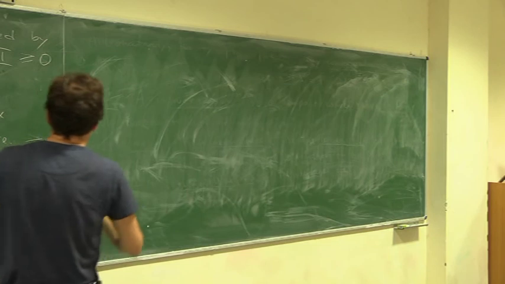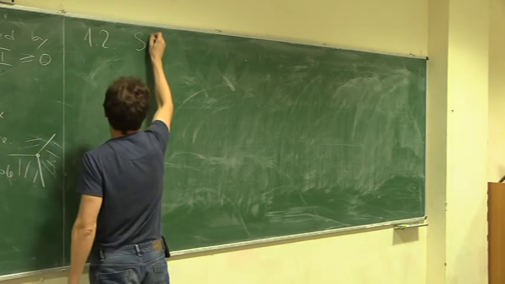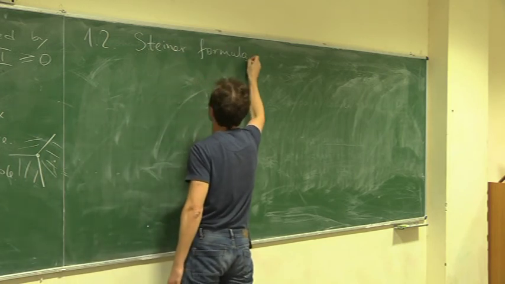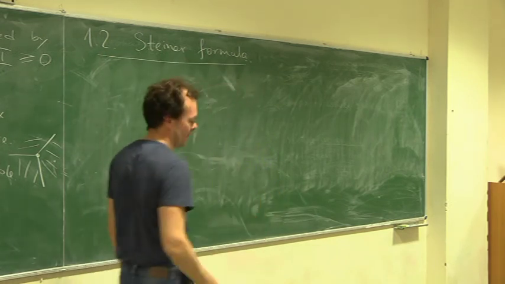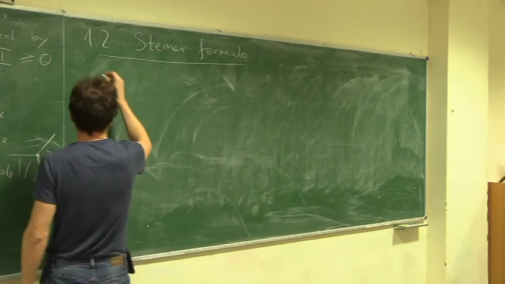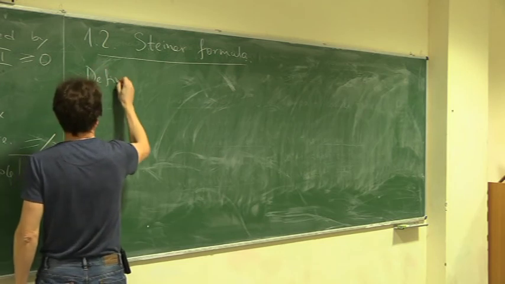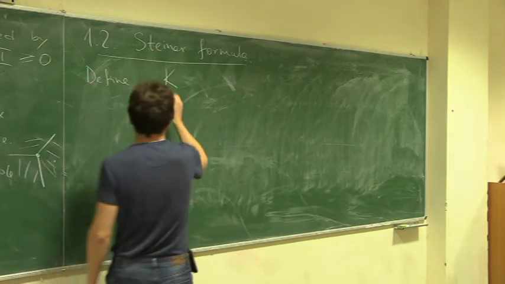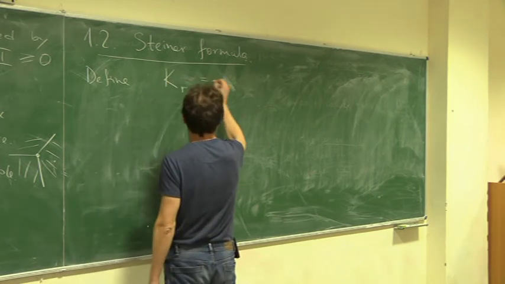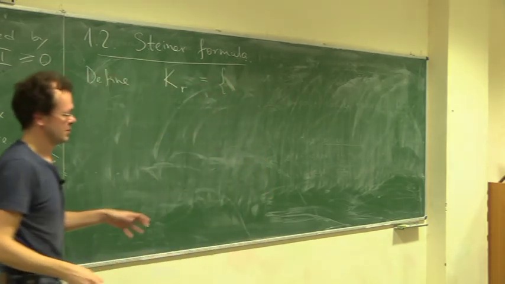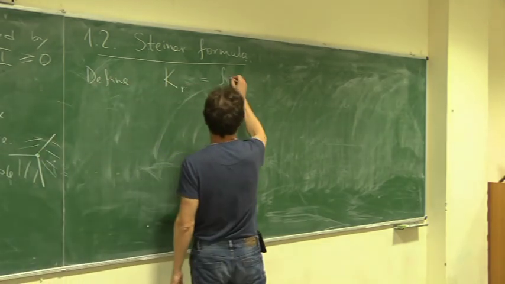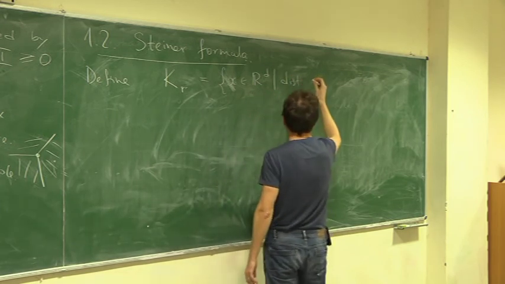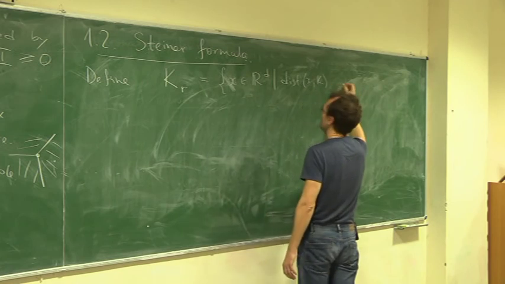So the second part today is the Steiner formula. So again, let us define K to be always some convex body, and by K_r I denote the set of points at distance at most r from K. So the set of all x in R^d such that the distance from x to K is less or equal r.